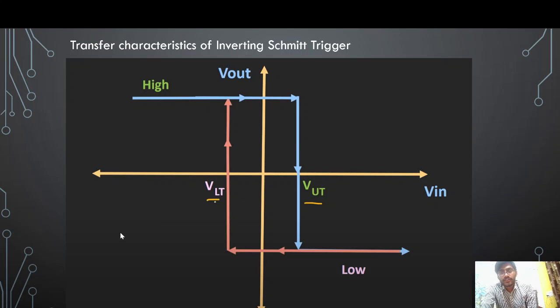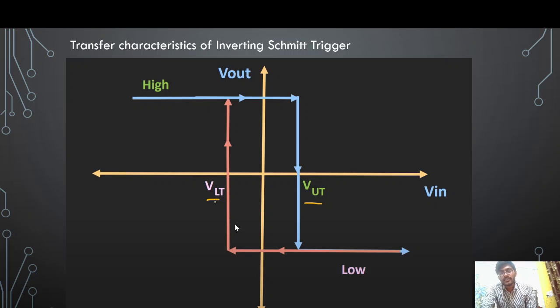So in case of this inverting Schmitt trigger, whenever our input signal is less than the lower threshold value, at that time our output will remain high, and once it crosses the upper threshold value, our output will become low. If it goes beyond the upper threshold value, our output will remain low. And suppose if our input signal starts reducing, then also our output signal will remain low, and it will remain low until the point the input signal crosses the lower threshold value.